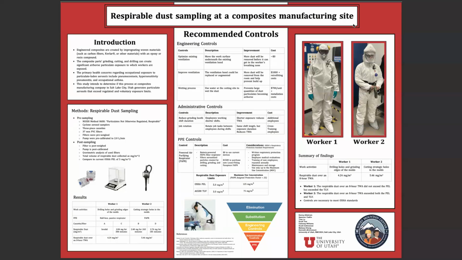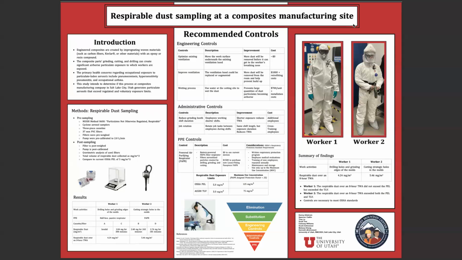particulates not otherwise regulated. For pre-sampling, we had two cyclones, 3-piece cassettes that contained 37 millimeter PVC filters that were pre-weighed, and the pumps were also pre-calibrated before sampling. After sampling, the filters were post-weighed and the pumps were post-calibrated. Using gravimetric analysis, we subtracted the pre-weight from the post-weight and were able to calculate a concentration from the volume of air and the amount of dust on the filters. From that, we were able to calculate an 8-hour TWA and compare it to the OSHA and ACGIH PELs.